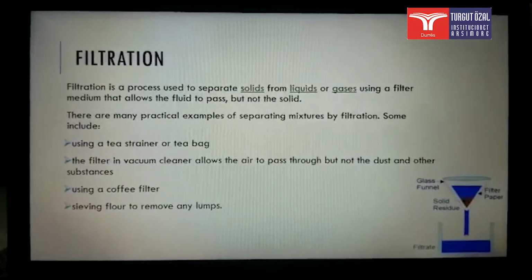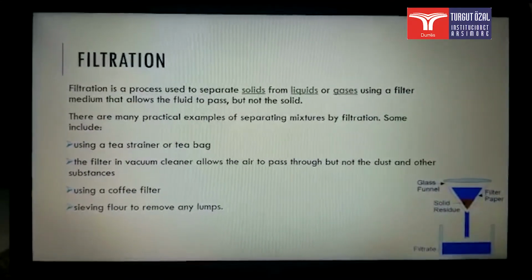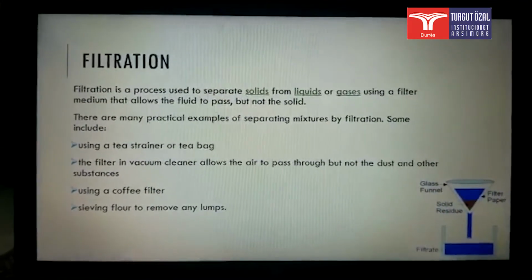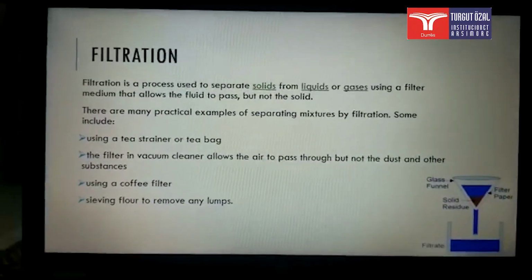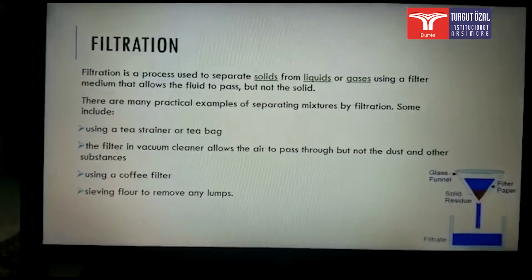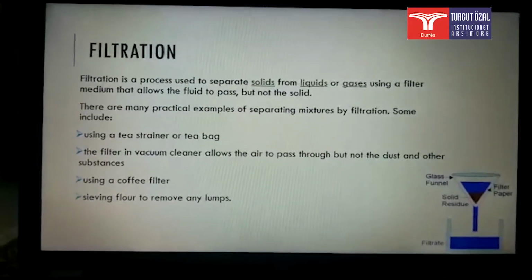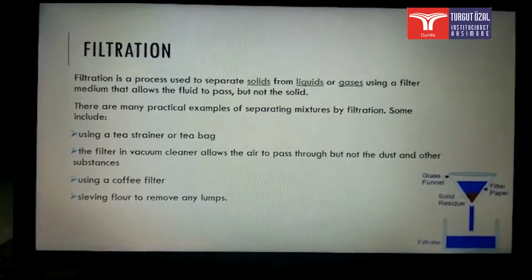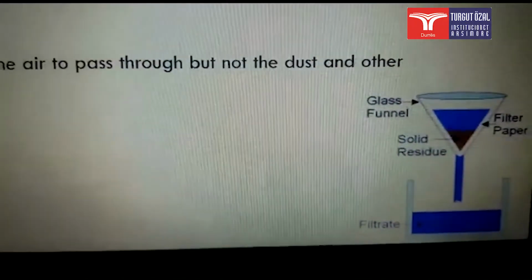What about filtration? Filtration is a process used to separate solids from liquids or gases using a filter medium that allows the fluid to pass, but not the solids. There are many practical examples of separating mixtures by filtration. Some of these include using a tea strainer or tea bag. The filter in a vacuum cleaner allows the air to pass through, but not the dust and other substances. Using a coffee filter and sieving flour to remove any lumps. This is the method of filtering.